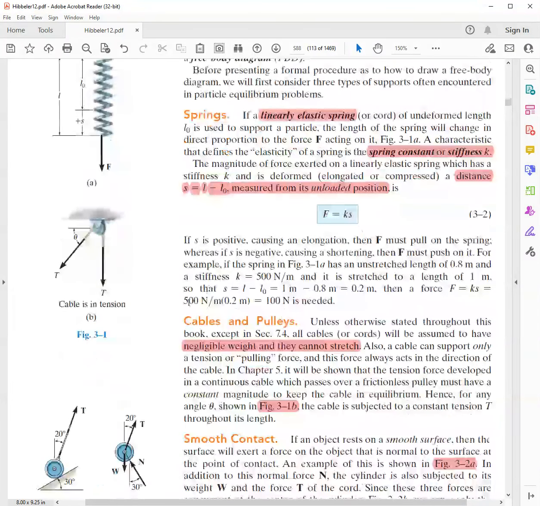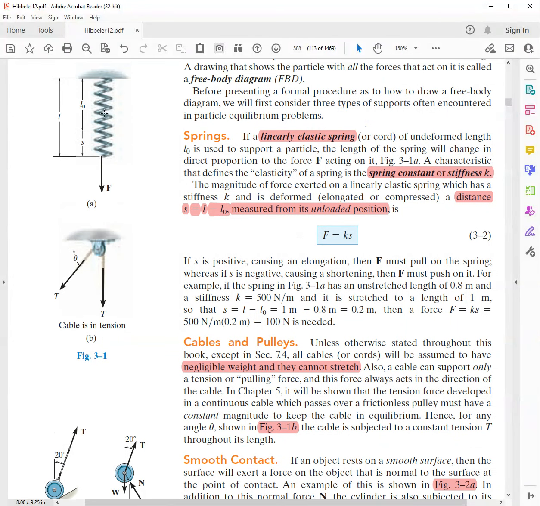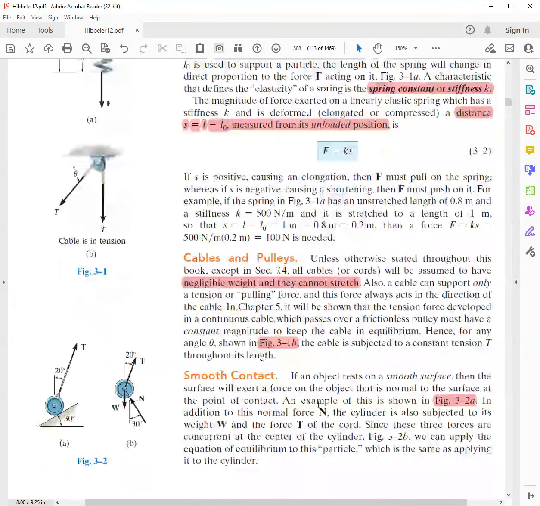For cable and pulley systems, coming back just a little bit, springs are assumed to be ideally linear, firstly, and massless. For cable and pulley systems, we're assuming cables to be ideally flexible and massless, and then pulleys to have negligible friction. So equilibrium of a system of rope running over a pulley like this one requires the tension in the two branches of the cable to be equal.